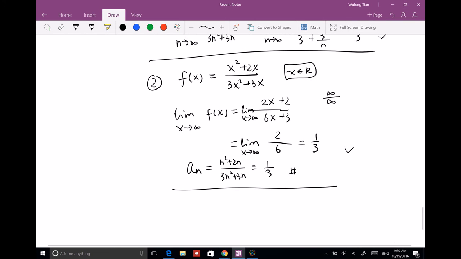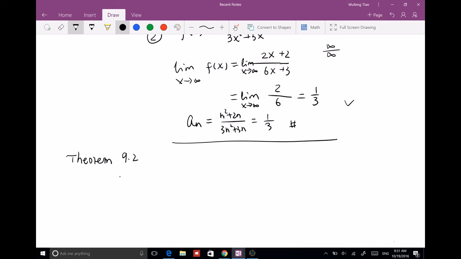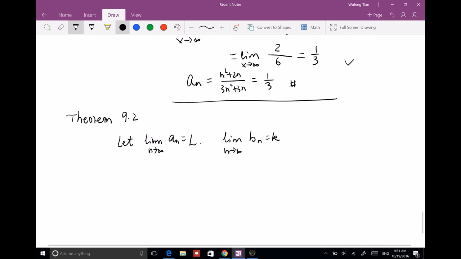All right. So theorem 9.2. It's a very straightforward theorem. Let the limit as n goes to infinity of an equal L, and the limit as n goes to infinity of bn equal k. So basically we have two sequences, both sequences converge. One of the sequences converges to L, the other sequence converges to k.